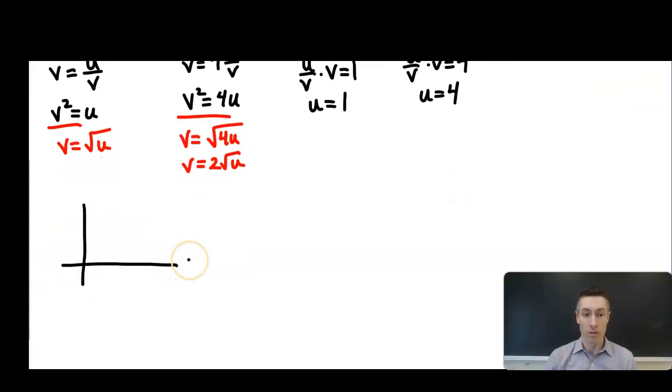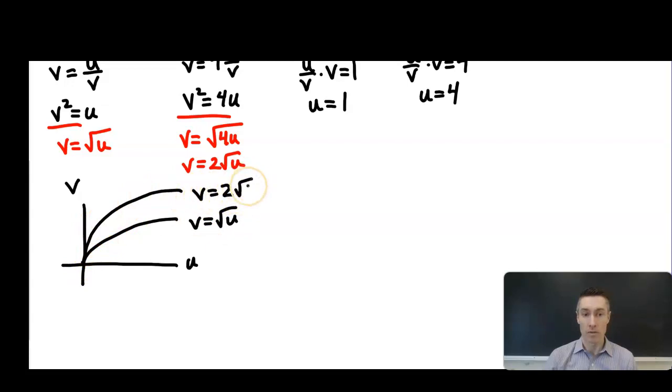Okay, so u, v. So we have v equals the square root of u. V equals 2 times the square root of u. U equals 1. And u equals 4. So our region S is right in there. Now, is this the simplest region? Is it a rectangle like we hope, or a simpler triangle? No, but it's still simpler than the region that we would have had to define on the xy plane.